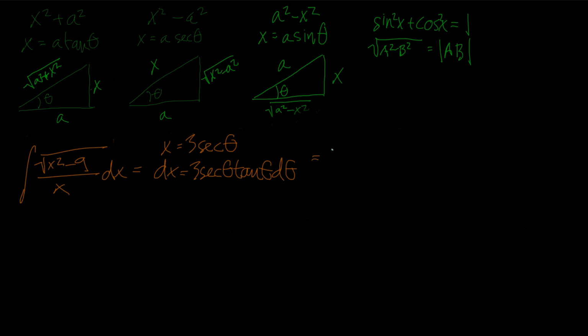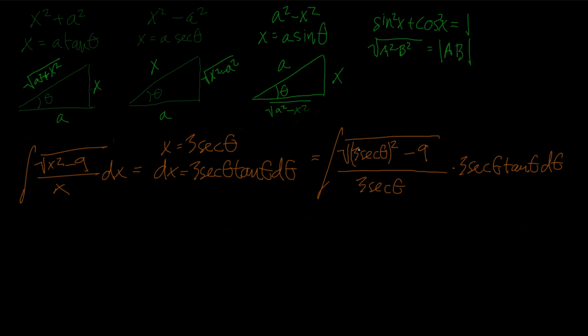And now I'm going to do my substitution. So all I did was I subbed in my x's here, and then I subbed in my dx, so that I got 3 secant theta tan theta d theta. Okay, and now I'm going to simplify. First off, this 3 secant theta can cancel with that 3 secant theta. And then I'm going to simplify the expression inside the radical. I'm not thinking about the radical right now, but I can distribute that squared and get 9 secant squared theta minus 9. And then I can draw out a 9 and get 9 times secant squared theta minus 1.